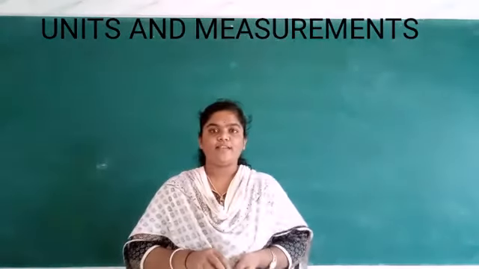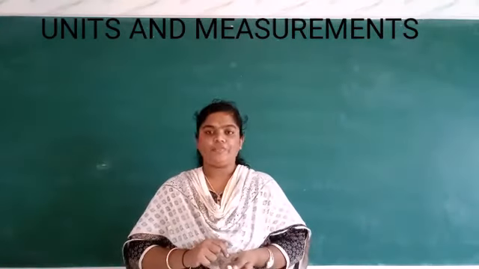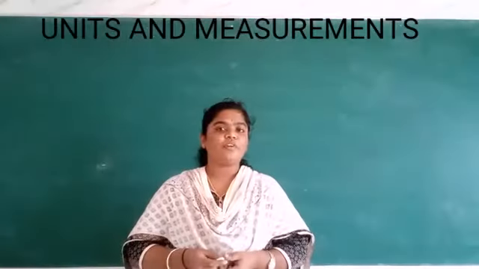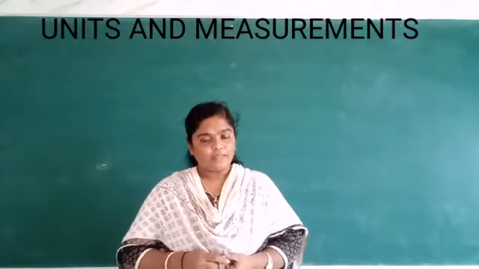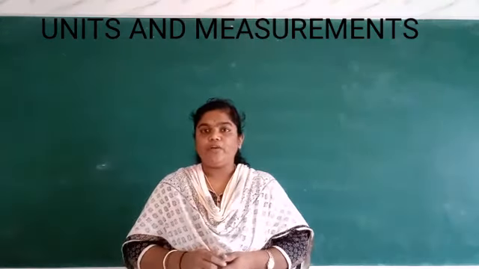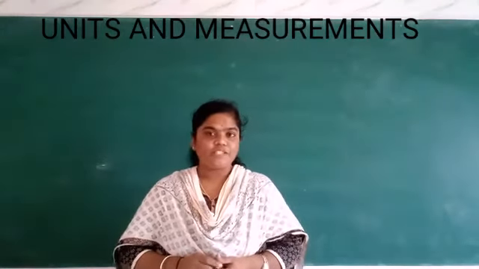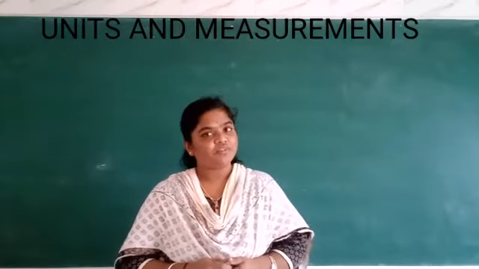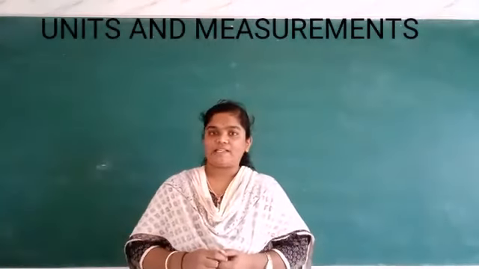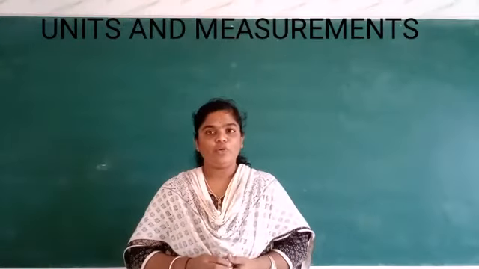So now, in the last class we learned about significant figures, and also the rules for writing or determining the number of significant figures, the rounding of uncertain digits, and significant figures with arithmetic operations. So that much we saw in the last class. Now let's continue.